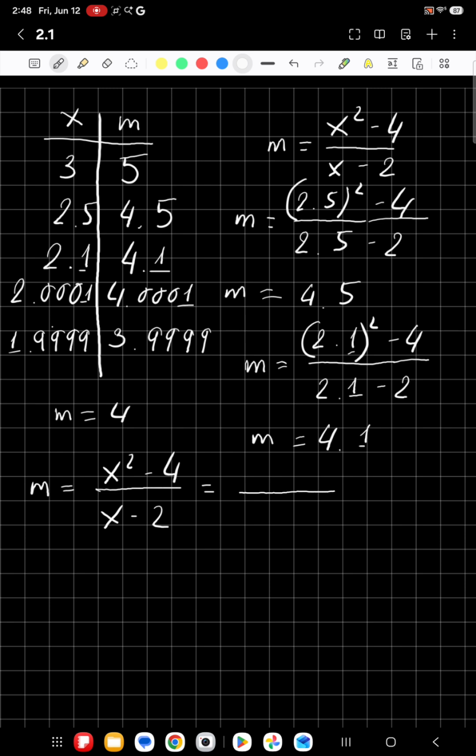And we can factor the top, right? So it's x plus 2, x minus 2. And we get the denominator x minus 2. Now we can cancel this, and we get x plus 2. So at this point, I guess we can plug in x equals 2, and we get 4.